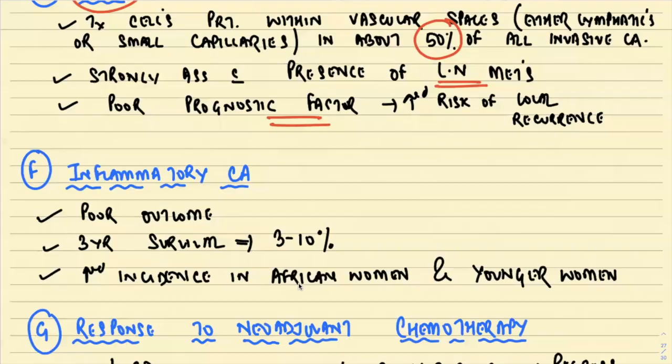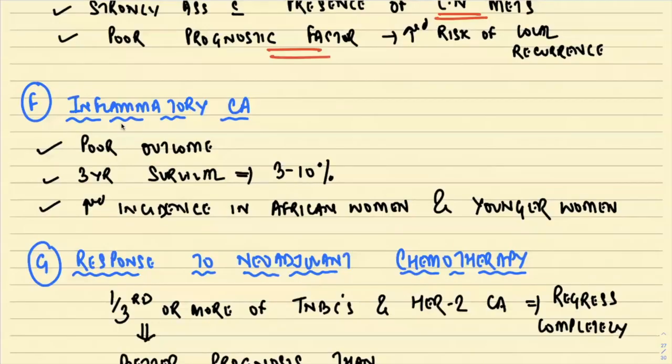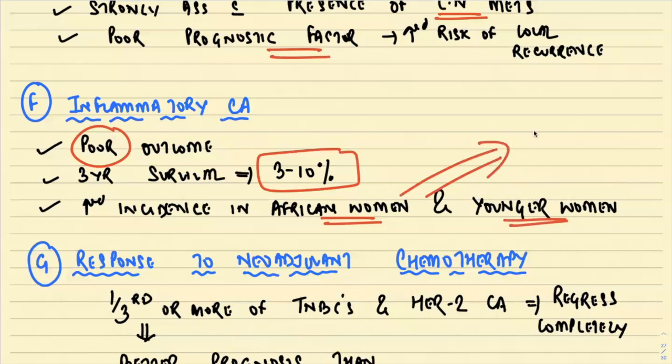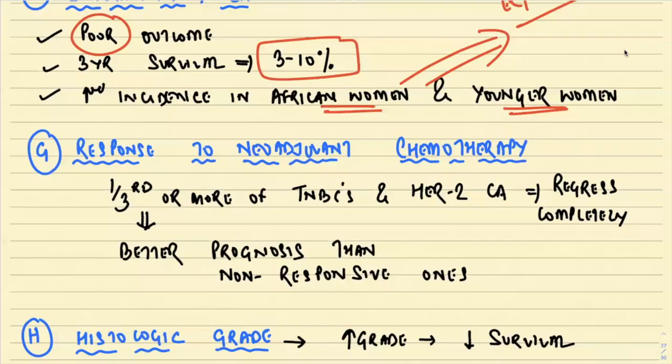Then the presence of inflammatory carcinoma, as I've already said, carries a very poor prognosis. The 3-year survival is only 3 to 10%. And there's an increased incidence in younger women and African women. Can you tell me, tumors in younger and African women are of which type? Whether it is ER, or HER2, or triple negative breast cancer? Which of the three will it be? Tumor in younger and African women? As I told you, if you go back and see, they are mostly triple negative breast carcinoma and they have a very bad prognosis. Now, response to chemotherapy.